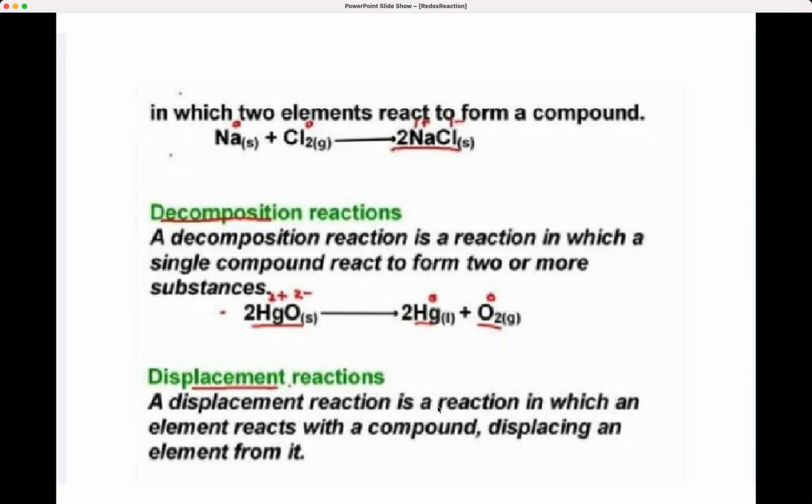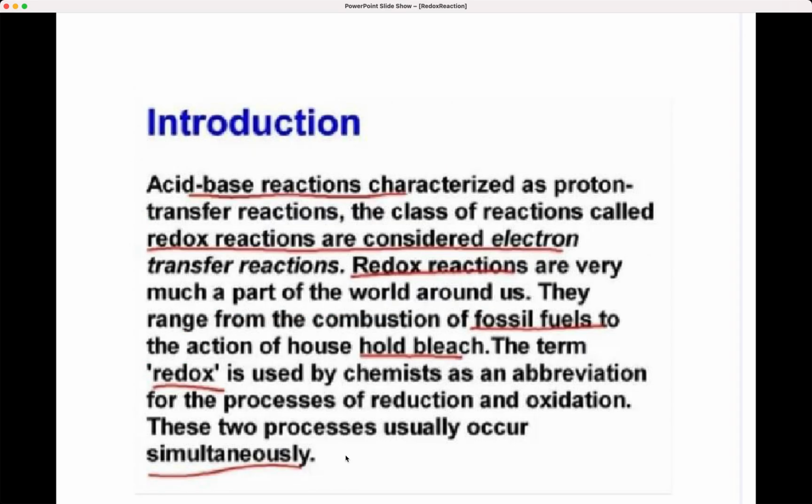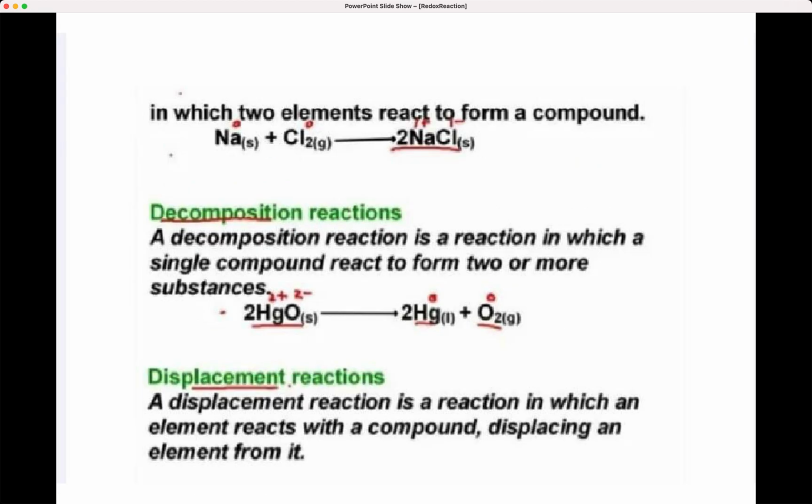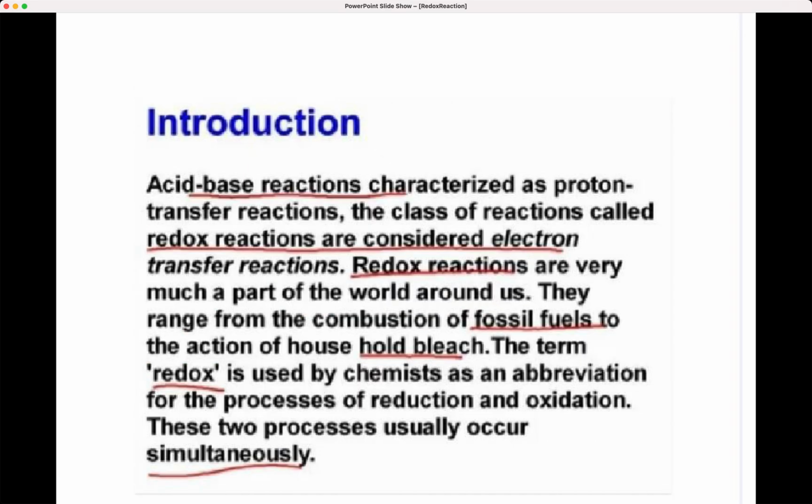And then displacement reaction, that is another kind of reaction in which an element reacts with a compound, displacing an element from it. And we saw the examples over here. An element reacts with a compound, see Cu reacts with AgNO3 and it displaces another element from this. Ag is separated here and Cu will combine with NO3. And just a mix up of pages, so you just go to the next page, and then after finishing those pages come back to the previous pages.